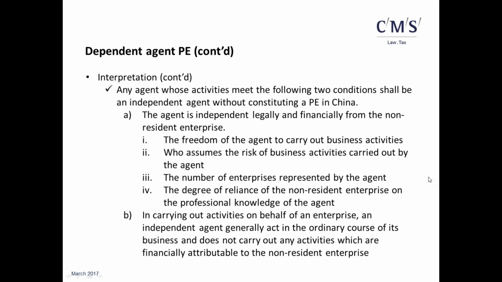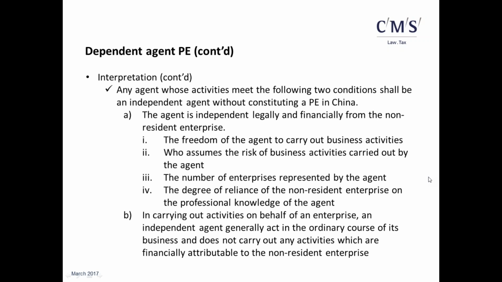First, we should assess the freedom of the agent to carry out business, whether it carries out the agent business under the command of the foreign enterprise or on its own will. If it's working under the command of the foreign enterprise, okay, it's a negative point for assessment. And the second point is who assumes the risk of business activities carried out by the agent. Is it the agent itself or the foreign enterprise? If it's the foreign enterprise that assumes the risk of the business activities, then still it will be a negative factor for assessment.